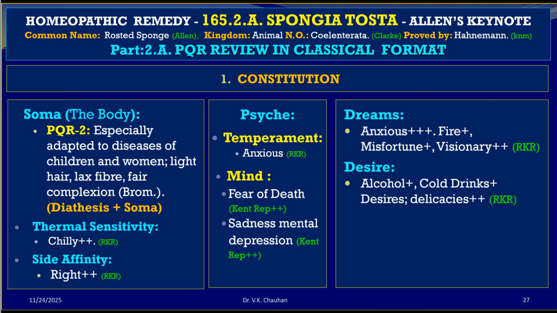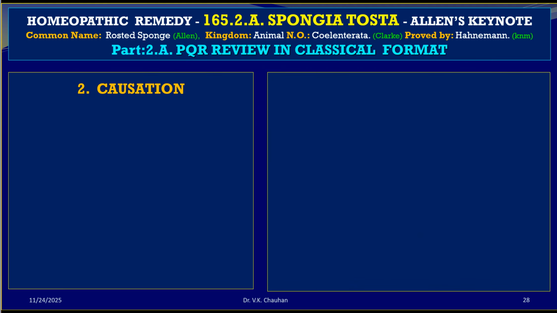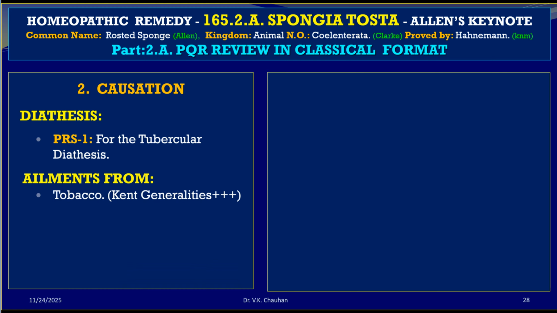Desire: the patient desires alcohol, cold drinks, and desires delicacies. A very important thing is desires delicacies. Aversion is for beer, and food that aggravates is fat and milk. Spongia tosta, please remember food aggravation: fat and milk. So friends, we go to the causation section. And in causation, we find the diathesis and PQR 1. It is wrongly printed here as PRS; it is PQR 1 for the tubercular diathesis. Straightforward, the author has given us the information that this is a tubercular background. The patient has a tubercular background, and elements from Kent's generalities tell us that tobacco is going to aggravate Spongia tosta.